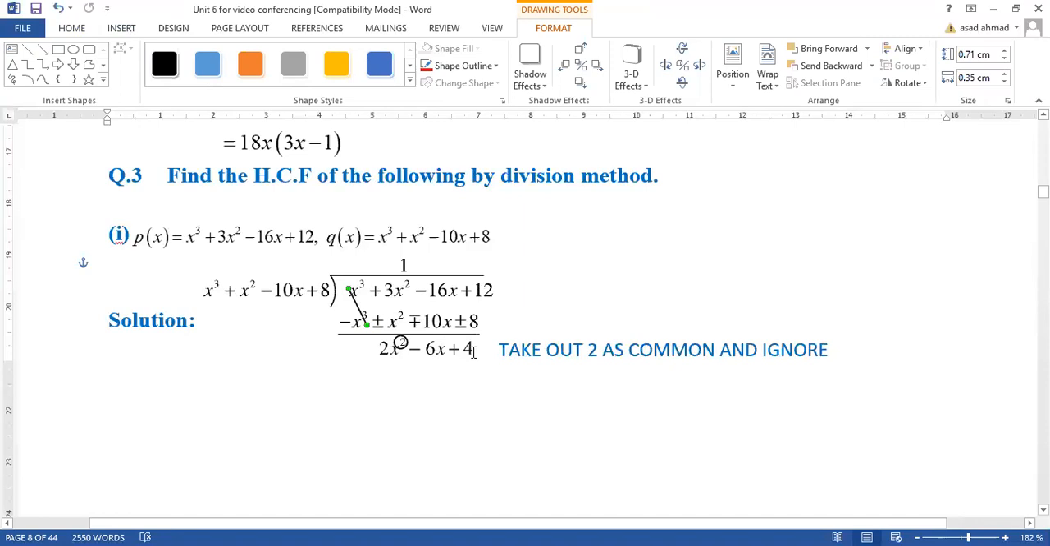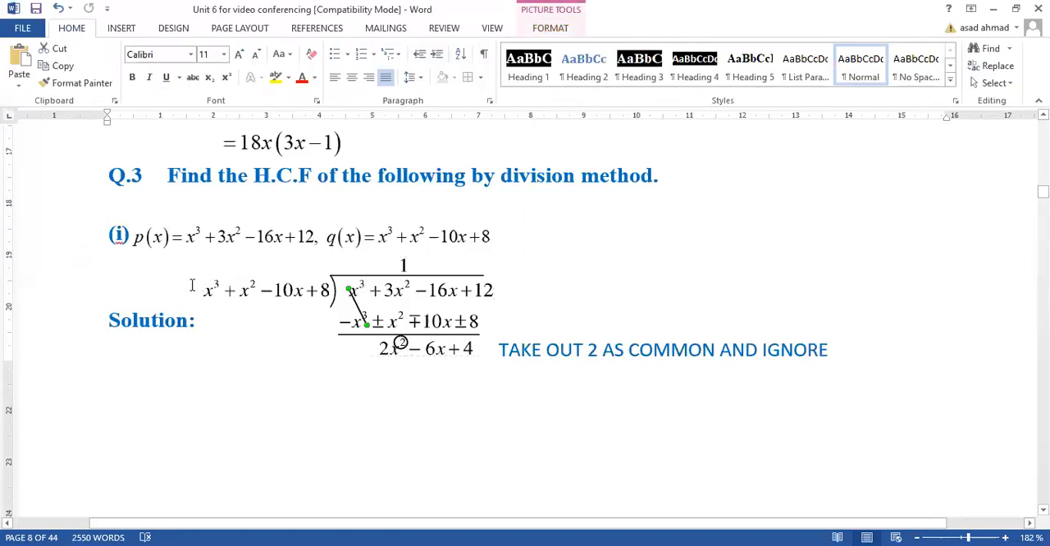Now the noticeable point here is that in the remainder the highest power is x to power 2, but for the divisor the highest power is 3. So now this divisor cannot further divide this remainder. So you have to change the divisor, which is a part of the procedure for HCF by division method. Before changing the divisor, we have to see whether there is any number which is common in this remainder. So 2, 6 and 4: if you take out 2 as common, you will then ignore it as well.